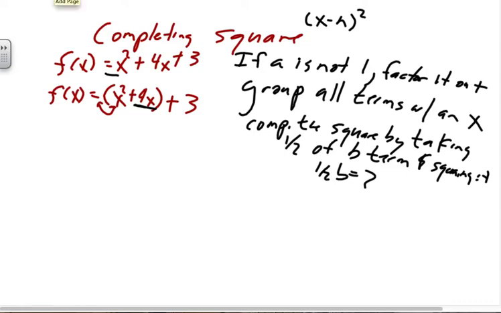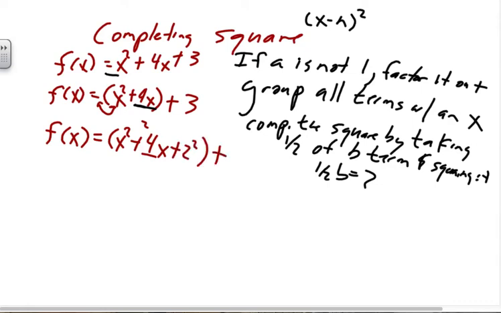So now I'm going to come back through, pull this up, I have f of x equals x squared plus 4x. Half of this is 2. I will square that. Now, if you compare these two, I've added the 2 squared in over here, so I'm going to want to subtract it out here.